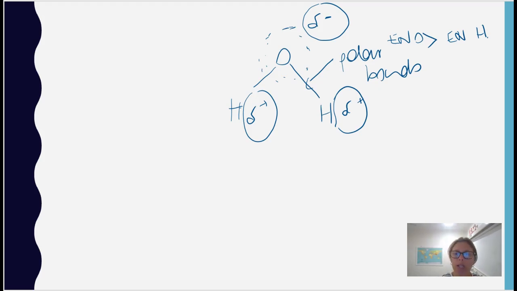So to do that, we need to look at the delta values to see whether they cancel each other out or if they don't. If they do, they're nonpolar. If they don't, they are polar. But we will look at this a little bit further along in the course.